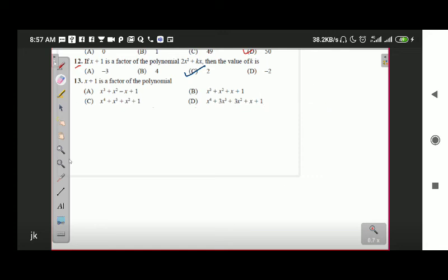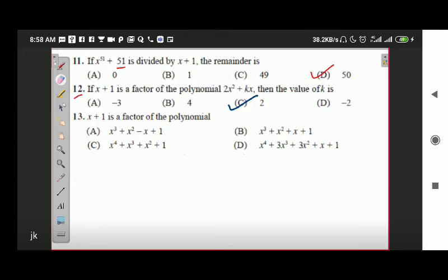Moving on to next question. Next is question number 13. Question number 13 is x plus 1 is a factor of the polynomial. You have to determine out of all these polynomials whose factor is x plus 1. One method would have been to divide all the given polynomials one by one by x plus 1, or you can apply the factor theorem.